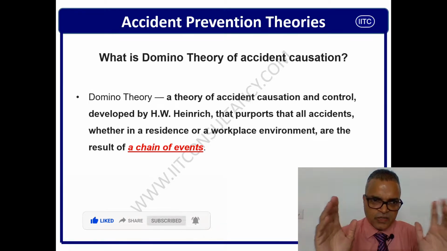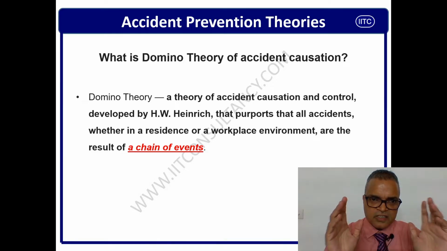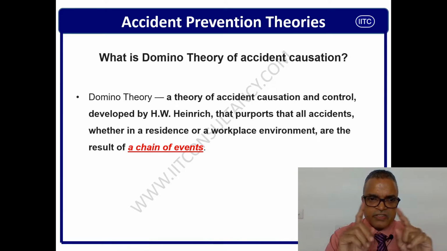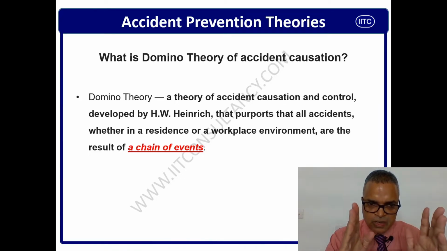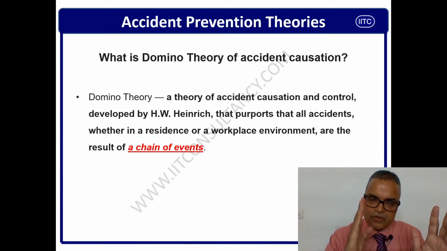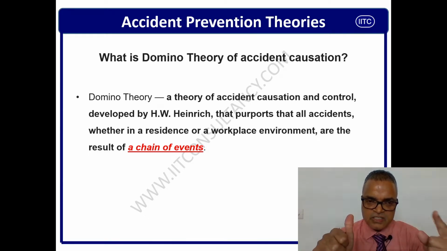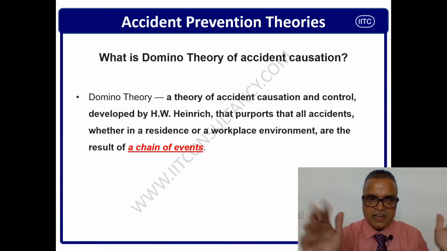Domino theory of accident causation. Domino theory is a theory of accident causation and control developed by H.W. Heinrich that purports that all accidents, whether in a residence or workplace environment, are the result of a chain of events. So any accident does not happen with the failure of one barrier. There should be multiple barrier failures: prevention, detection, mitigation, isolation, control, life-saving, emergency, and discipline. If all barriers fail, then only an accident results.